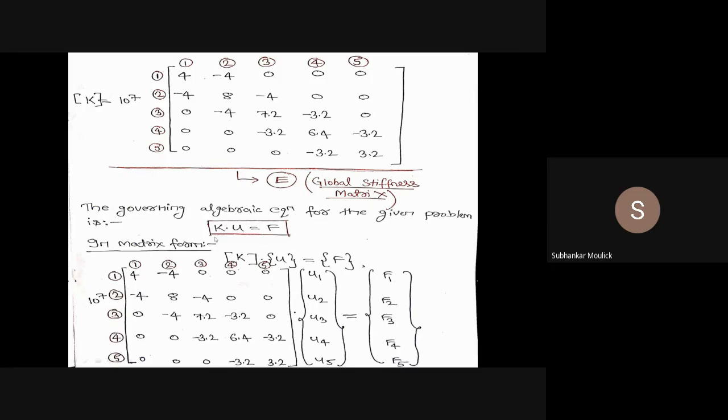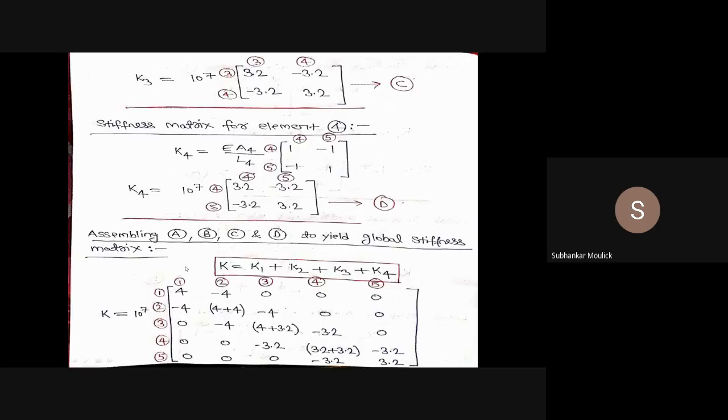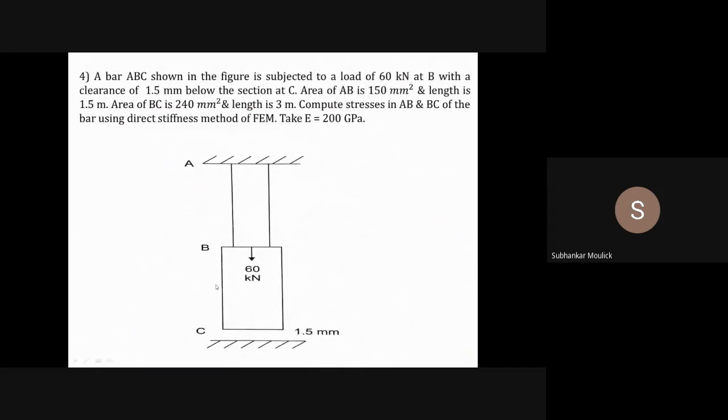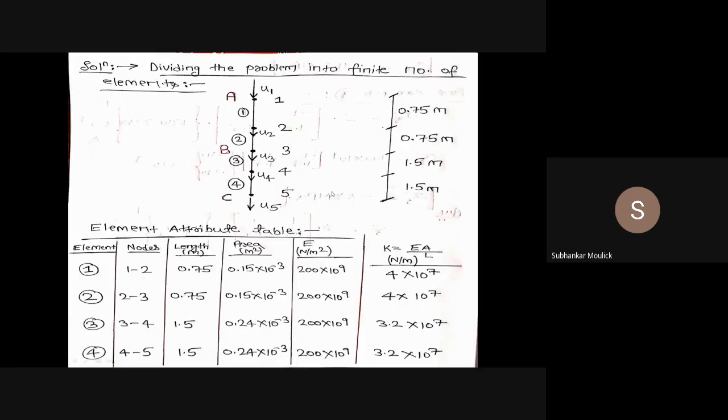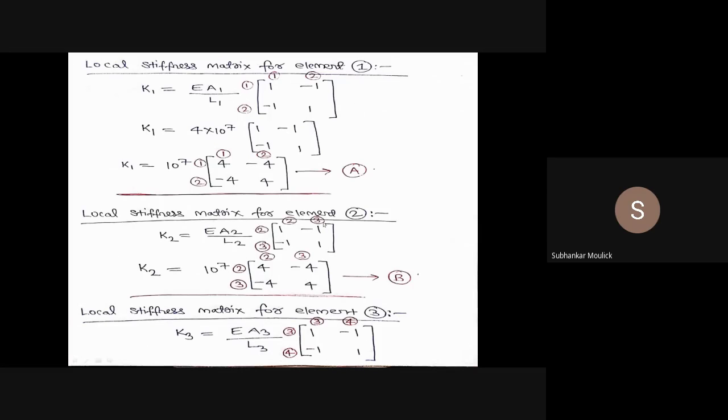After finding out the global stiffness matrix, I need to write the governing algebraic equation for the problem. The governing algebraic equation is F is equal to K into X, or K into U. That is the restoring force equation. But if I solve the same problem by Rayleigh-Ritz method or by Galerkin method, then I have to use the governing differential equation. Are you getting my point?